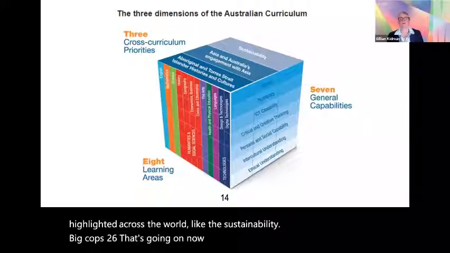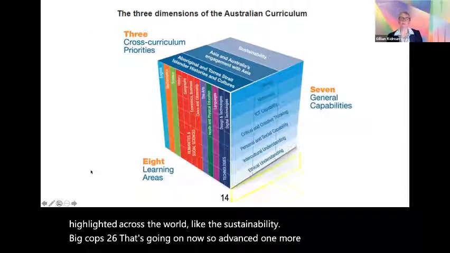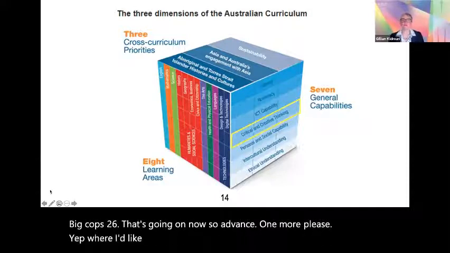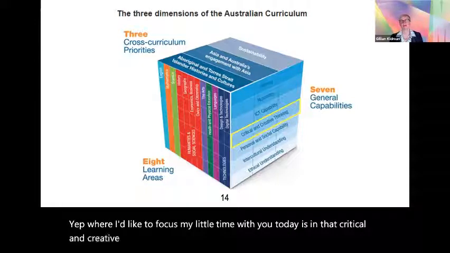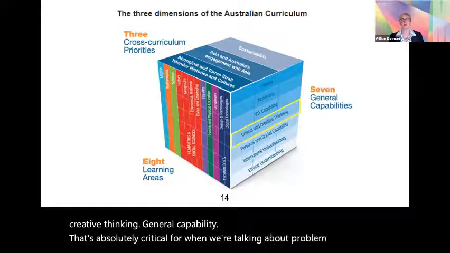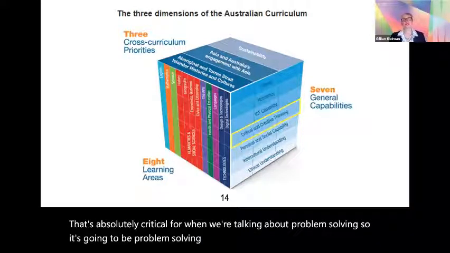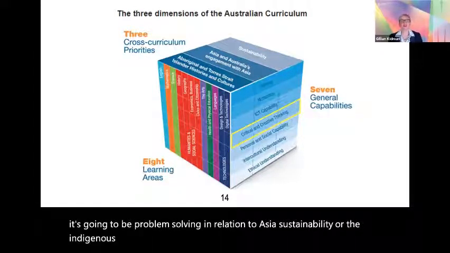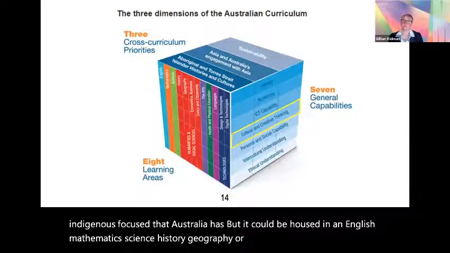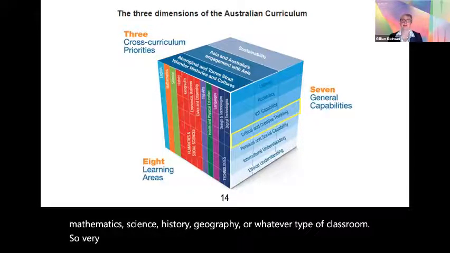So advance one more, please, Ellie. Where I'd like to focus my little time with you today is in that critical and creative thinking general capability. That's absolutely critical when we're talking about problem solving. So it's going to be problem solving in relation to Asia, sustainability, or the Indigenous focus that Australia has, but it could be housed in an English, mathematics, science, history, geography, or whatever type of classroom. So very much mandated, critical and creative thinking, and it's within that that problem solving lies.